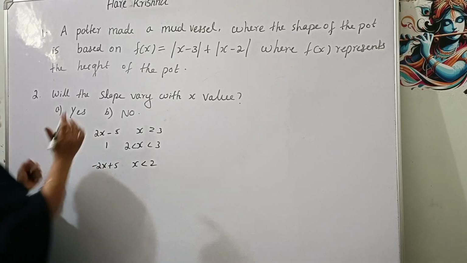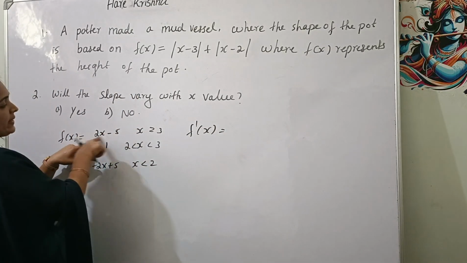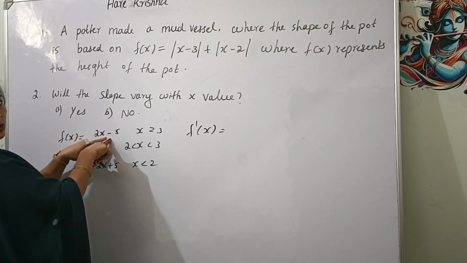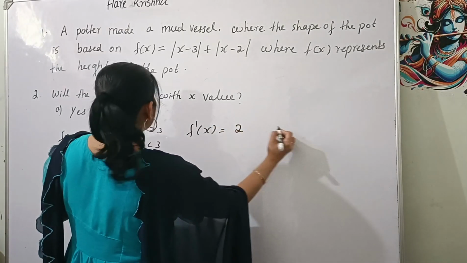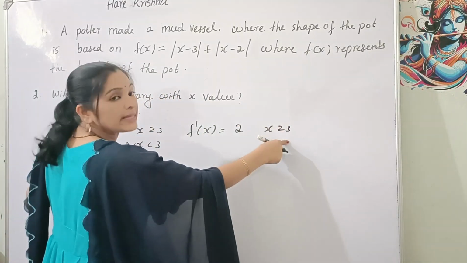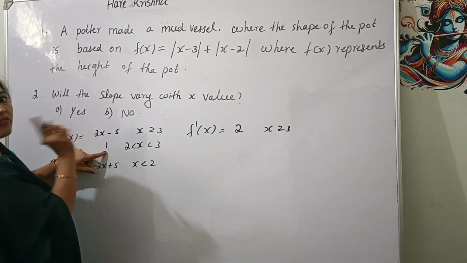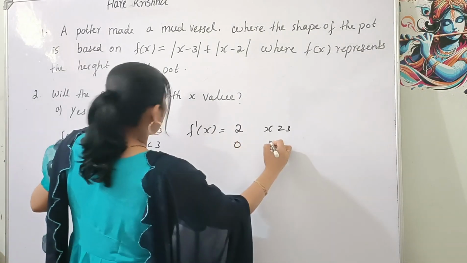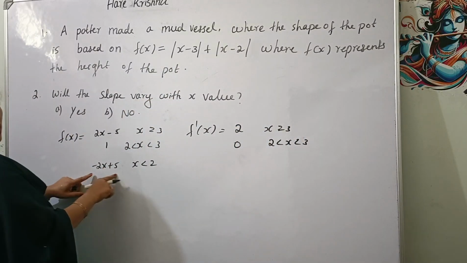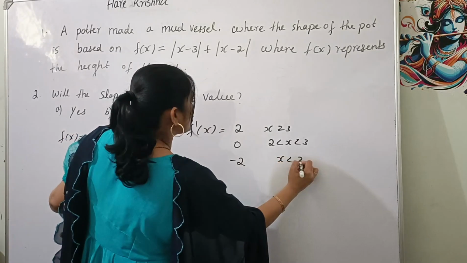So here, f dash of x is equal to, what is the derivative of this function? That is 2, right? So f dash of x is equal to 2 when x is greater than or equal to 3. Derivative of 1 is 0, so 0 when 2 less than x less than 3. And it is minus 2 when x less than 2.